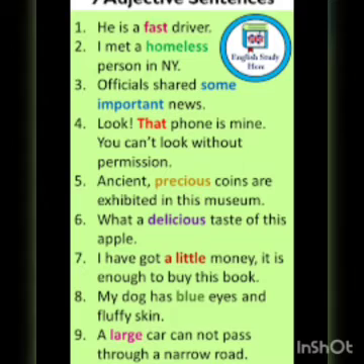What a delicious taste of this apple. What kind of a taste? कैसा taste था? Delicious. So delicious is the word that is describing the taste of this apple.